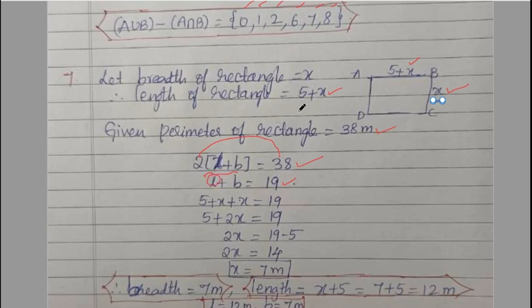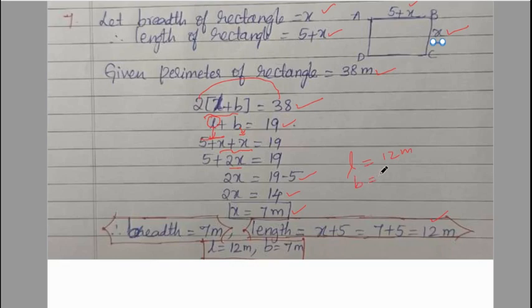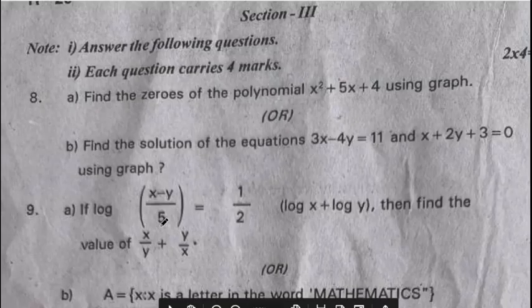So length value we have taken as 5 plus x, I am replacing length as 5 plus x, and breadth value we have taken as x, I am replacing breadth as x. So here x plus x is 2x. I'm sending plus 5 to the other side. It will become minus 5. 2x is equal to 14. X will be obviously 14 by 2, which is 7. So when breadth is 7, length will be x plus 5, which is 12. So length of the rectangle is 12 meters and breadth will be 7 meters.